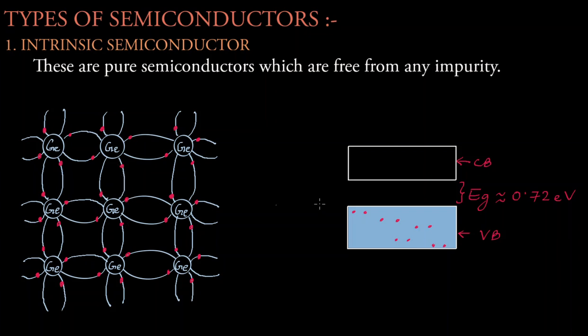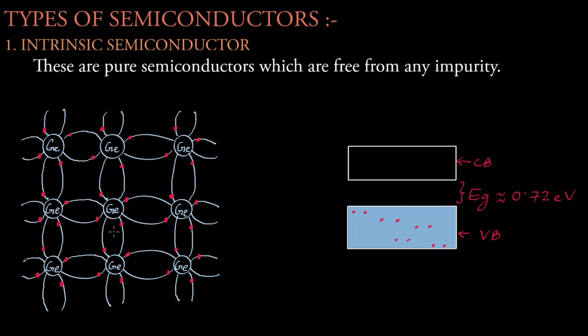Got it? And the energy band diagram is shown here. At 0 Kelvin, you can see that the valence band is completely filled with electrons, whereas the conduction band is completely empty, and the energy gap of germanium is 0.72 electron volt. Got it? Now what will happen if we raise the temperature? Let's say we raise the temperature. Then what will happen?